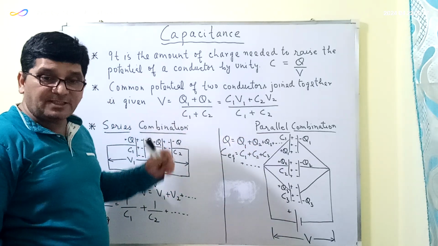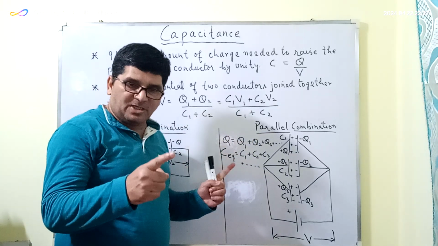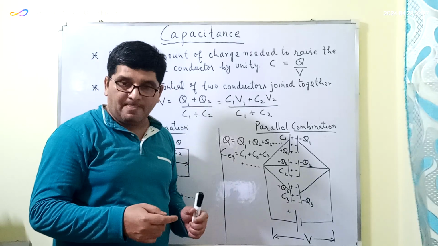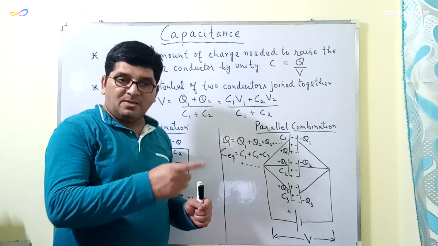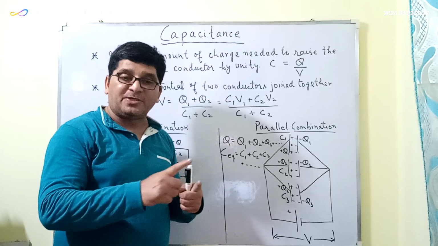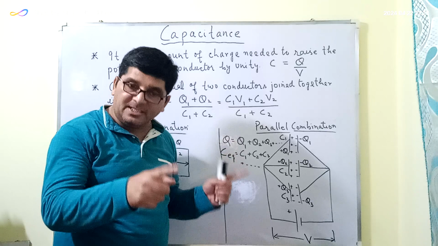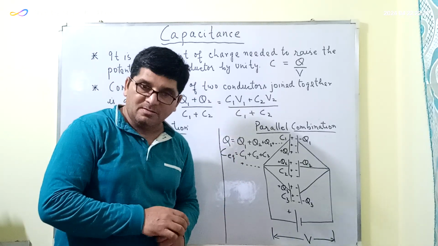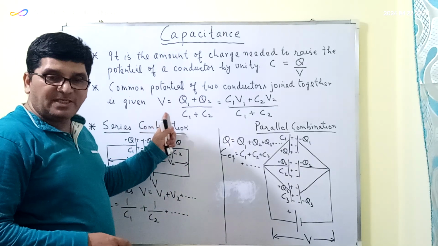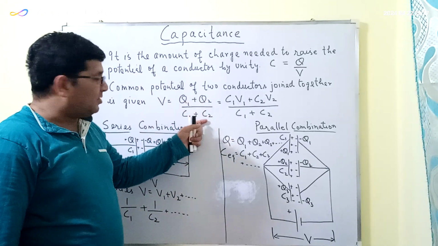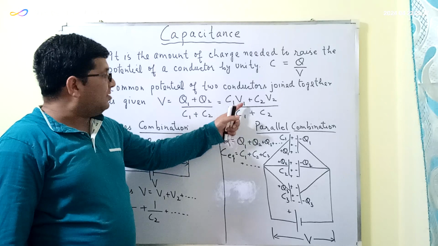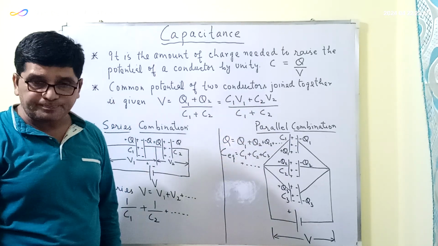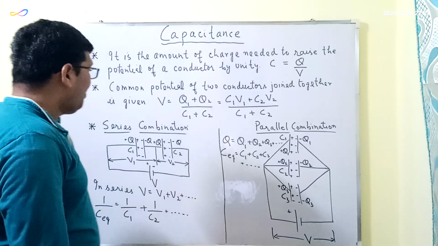What is common potential? When we join two conductors together by a thin conducting wire, there will be a transfer of charges from one conductor to another till the potential of both the conductors is the same, and that is called the common potential. So common potential is equal to total charge divided by total capacitance, which is equal to C1 V1 plus C2 V2 divided by C1 plus C2. This was the second important point.